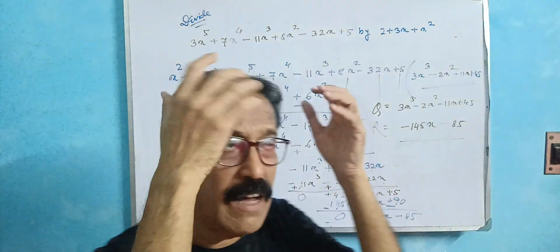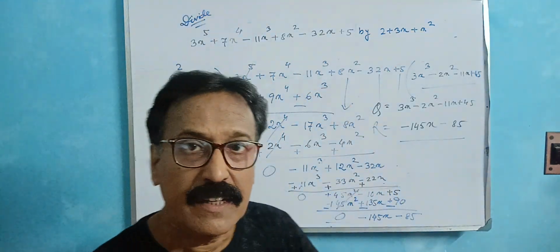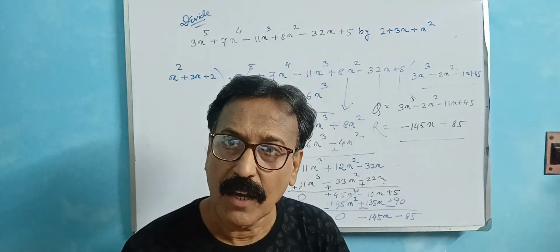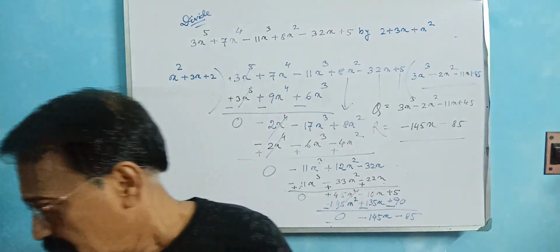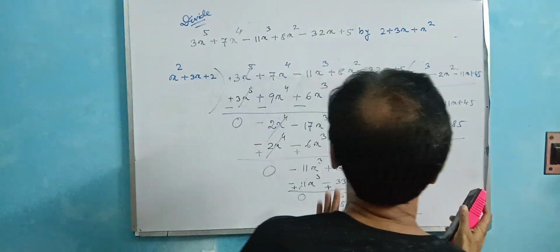Clear? So this is the way of solving division in case of algebra. Okay. So if you understand this, try to solve the sums better.